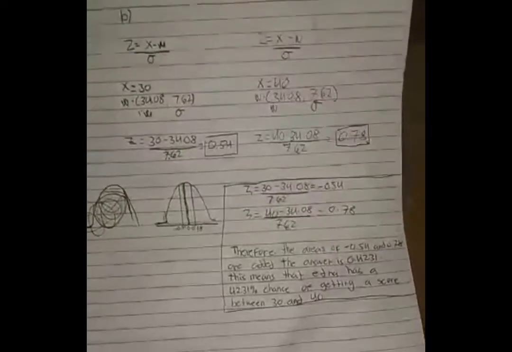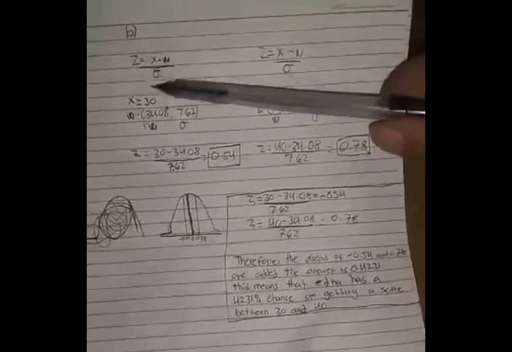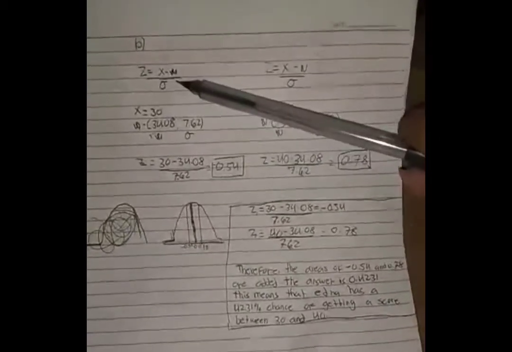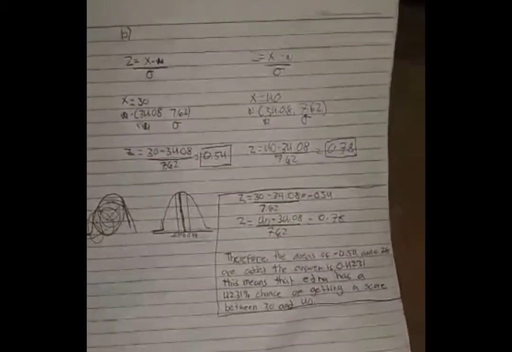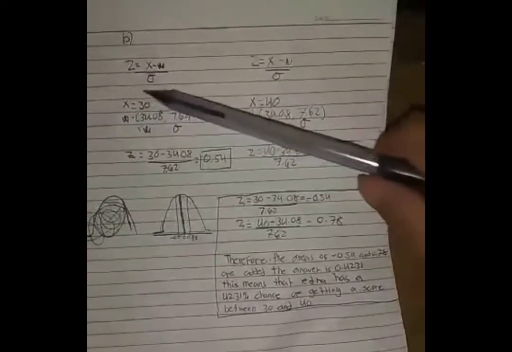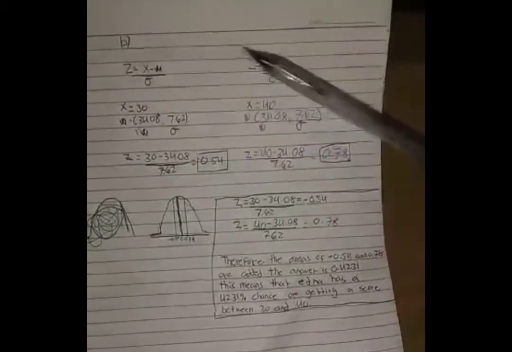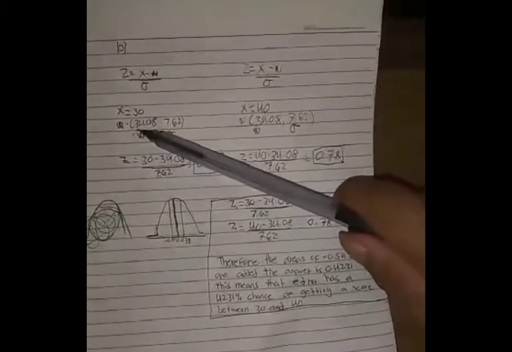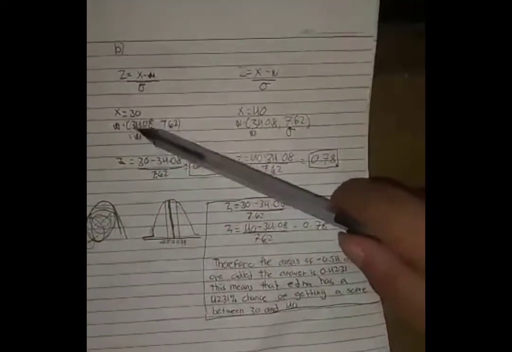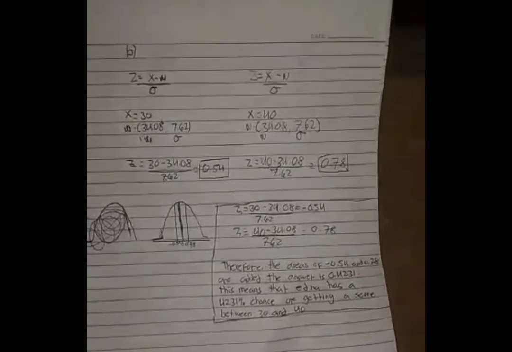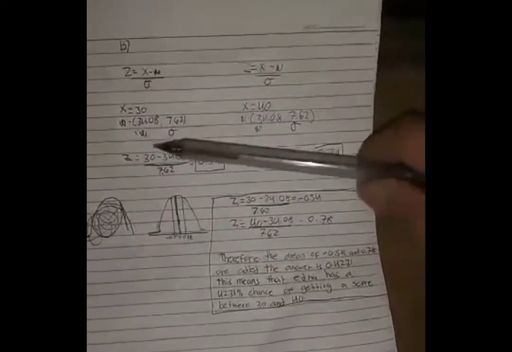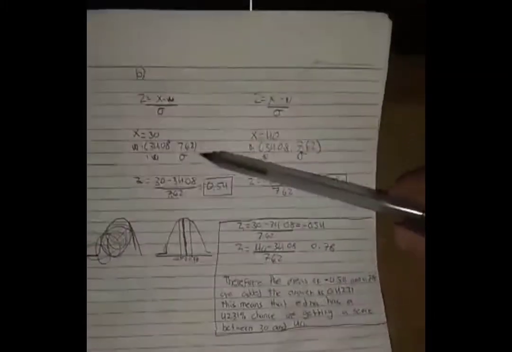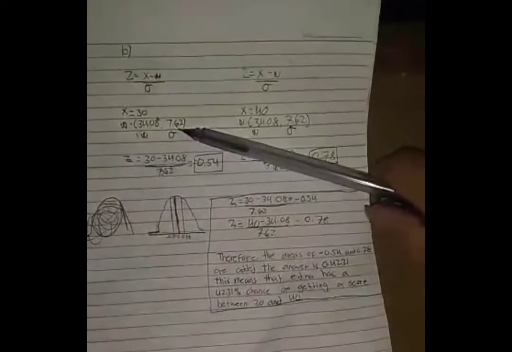Nating Z-score. Copy na Z-score formula dito sa itaas. And dito naman tayo sa ating X is 30 dahil 30 and 40 yung binigay nila kanina. Dito sa baba naman, copy the mean. Ang mean natin kanina is 34.08. Yun lang din ating gagamitin, at yung standard deviation, yun lang din. Ito, 34.08 and 7.62.